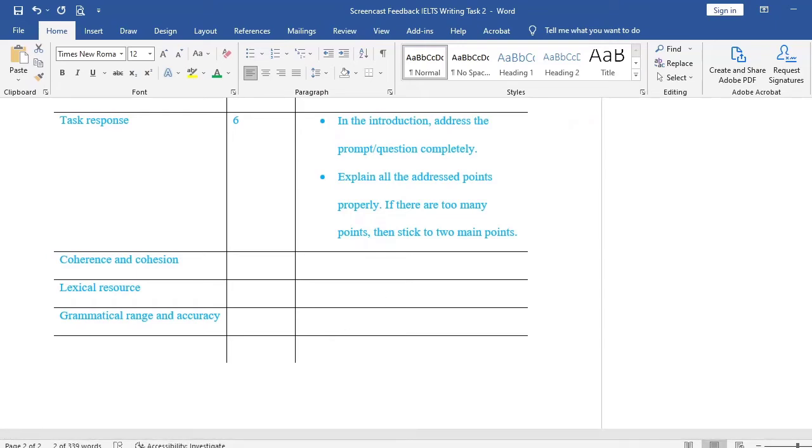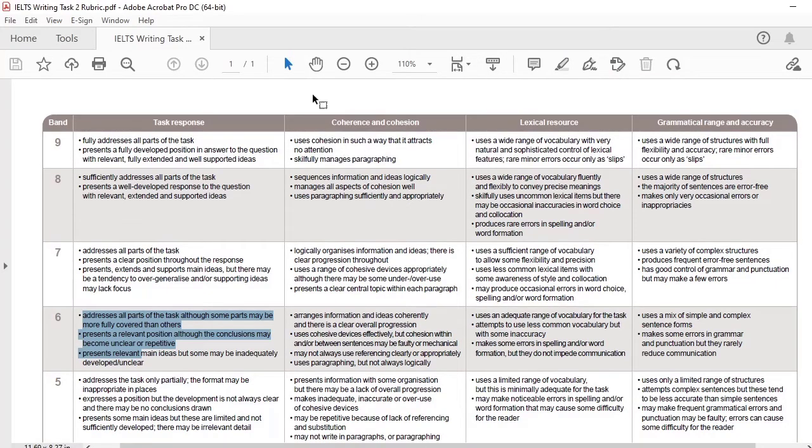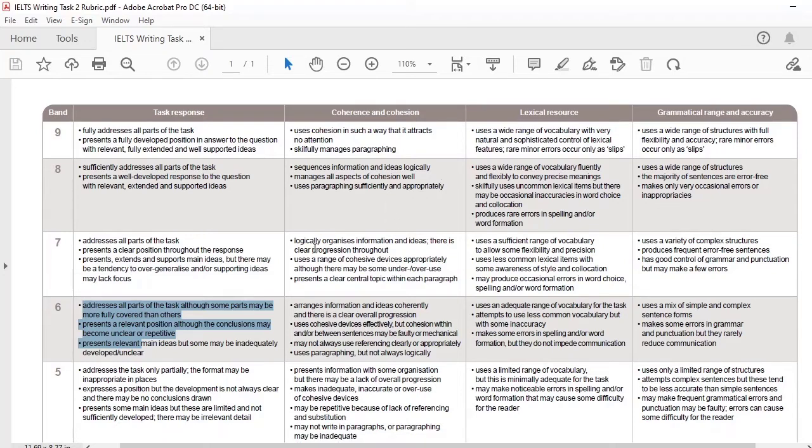So let's go to the rubric. Band 9 uses cohesion in such a way that it attracts no attention, skillfully manages paragraphing. Band 8 sequences information and ideas logically, manages all aspects of cohesion well, uses paragraphing sufficiently and appropriately. Band 7 logically organizes information and ideas, there is clear progression throughout, uses a range of cohesive devices appropriately, although there may be some under or overuse, presents a clear central topic within each paragraph.